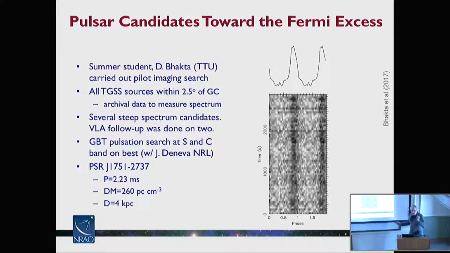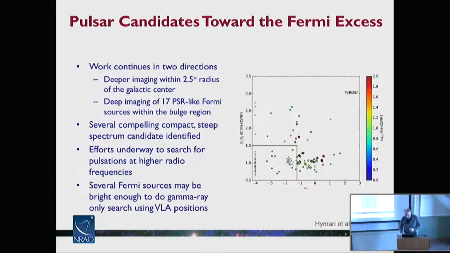It turns out that it's not in the bulge. It's about halfway along the line of sight, so it's a foreground object, but it was a great demonstration that this technique can actually work: go into the image plane, identify steep spectrum sources, and you will find interesting pulsars.